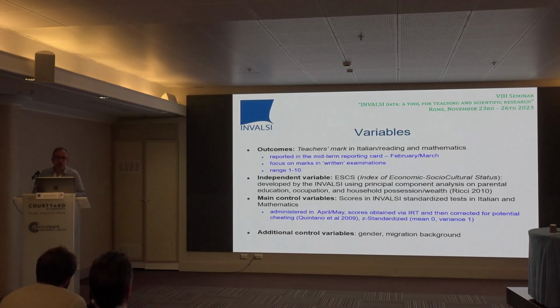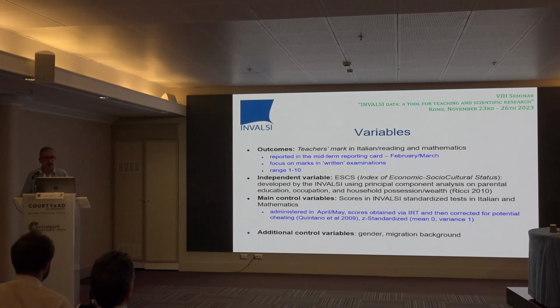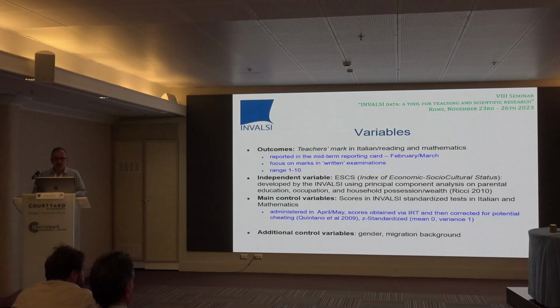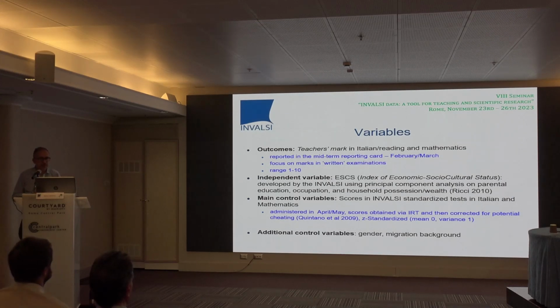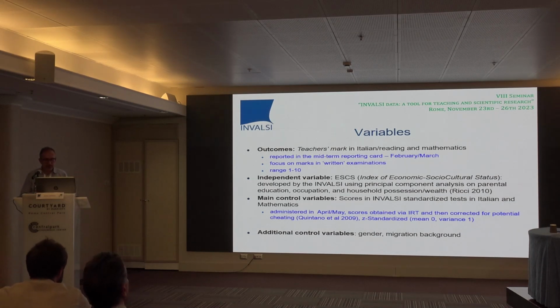In the analysis, we use as outcome teacher marks in Italian and mathematics. The independent variable is the index of economic and sociocultural status developed by INVALSI. I also tried different indexes, and the results are the same. The main control variable is the test scores in the INVALSI. Of course, for each mark in each subject, I control for the specific test. And just basic control variables: gender and migration.